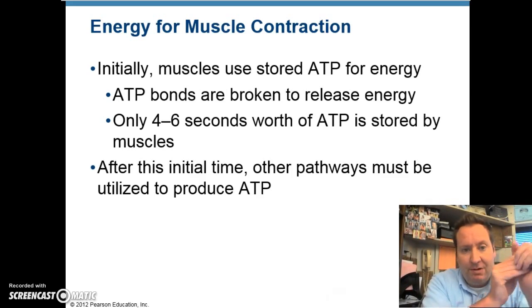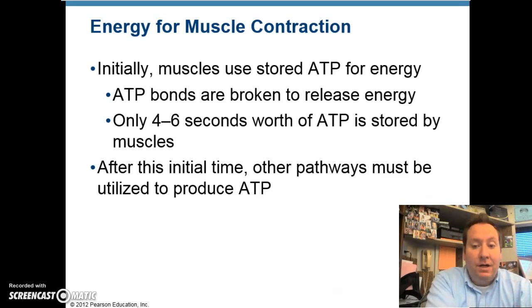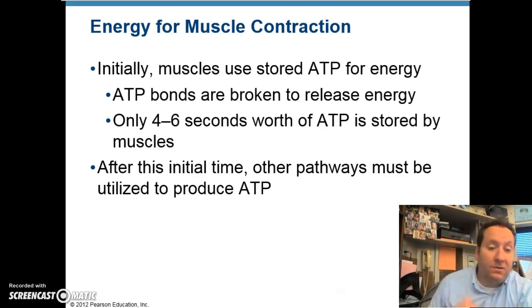Remember, inside of a muscle, you've got about 4 to 6 seconds of ATP, and then your body has to find another way to produce ATP, or the skeletal muscle will stop working, and these myosin heads will lock onto that actin, and they'll no longer be able to get off. So your skeletal muscle has to have a way to produce ATP in order for these skeletal muscles to work.